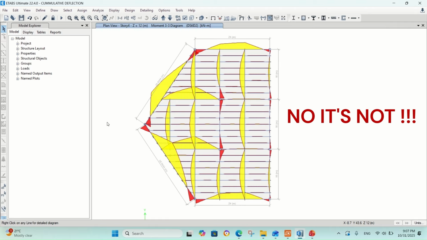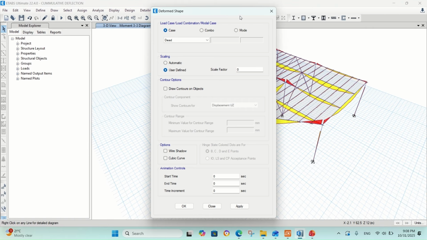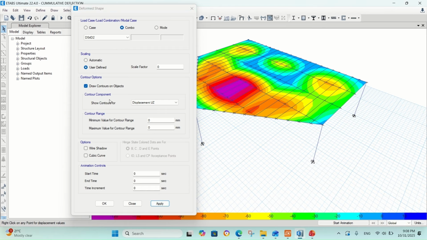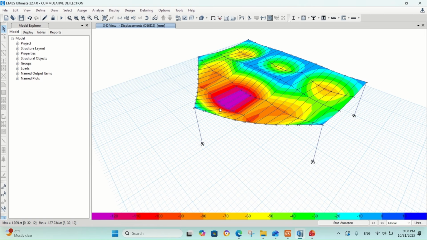Here's the mistake many engineers might fall for, is not checking the accumulative deflection, especially for this type of structure. So here, if I go and I check the deformed shape for the dead load plus live load, I will use the contours just to show us the most deflected areas. We will see that this area is deflecting more than all other areas.